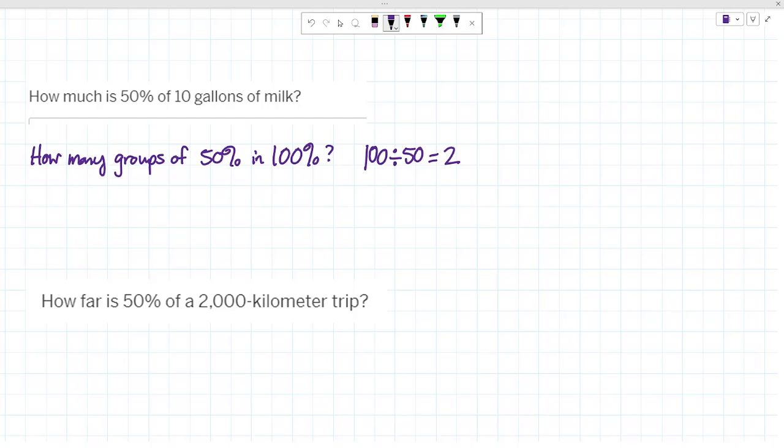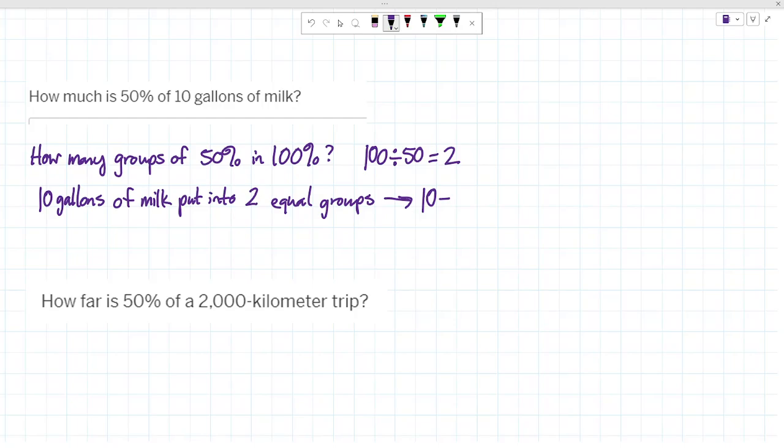So what if we take 10 gallons of milk and we break that into two equal groups? How much is in each group? If we take 10 gallons and we break that into two equal groups, what's 10 divided by 2? That's 5. So we have 5 gallons in each group.